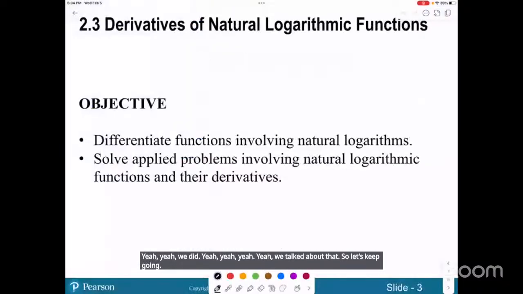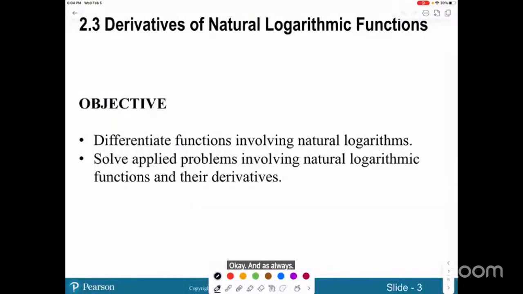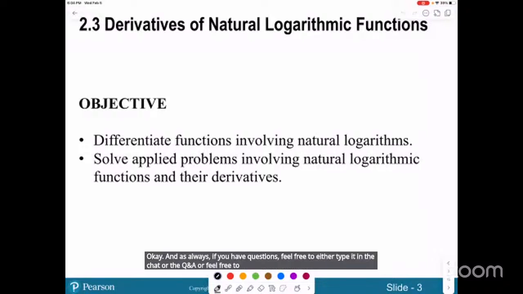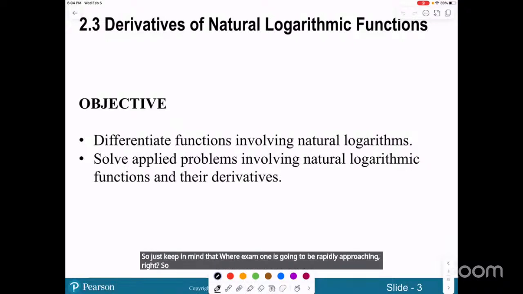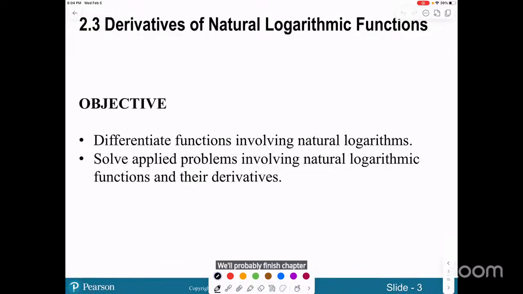Okay, and as always, if you have questions, feel free to either type it in the chat or the Q&A, or feel free to unmute yourself and we can talk about it and make sure it gets resolved. So just keep in mind that exam 1 is going to be rapidly approaching, right? So I think exam 1 is basically based on chapters 1 and 2. All right, so we finished chapter 1. We'll probably finish chapter 2 like next week.